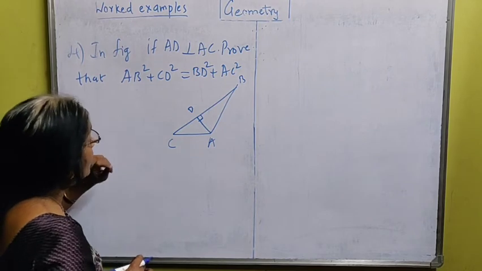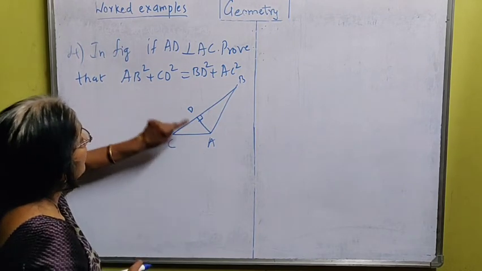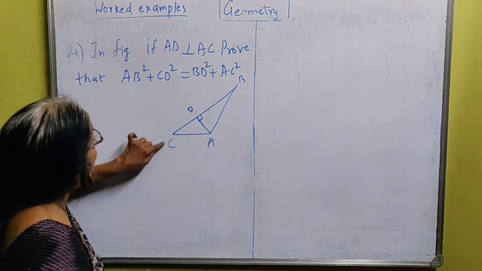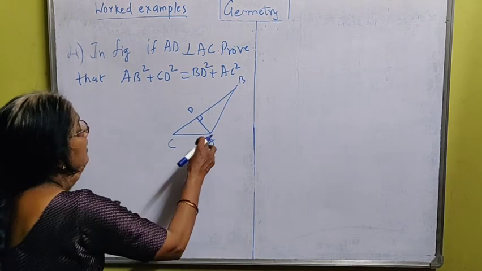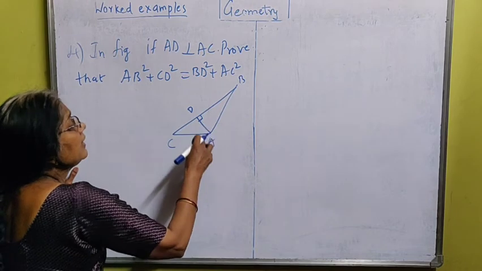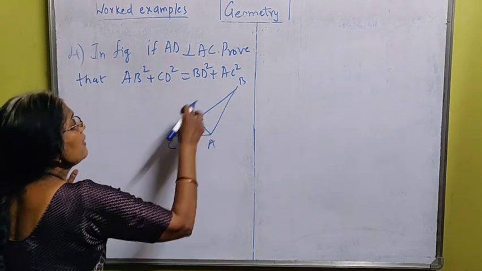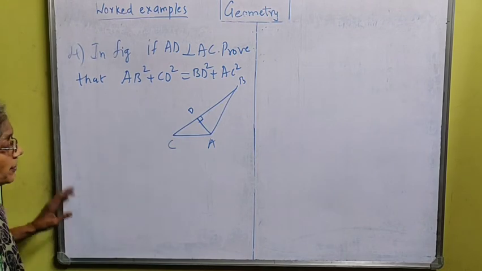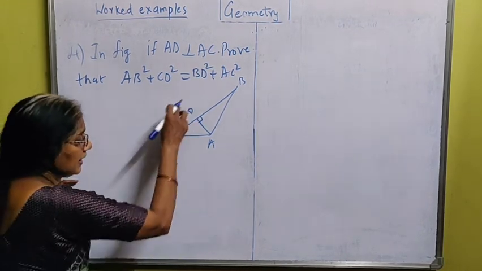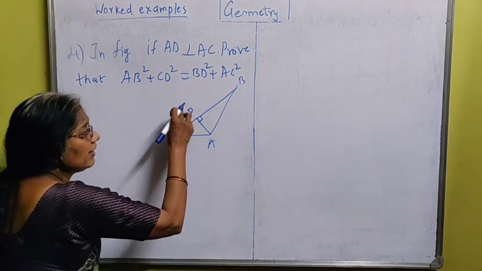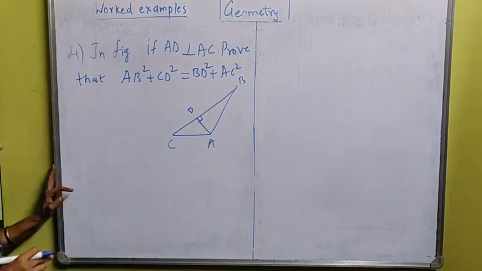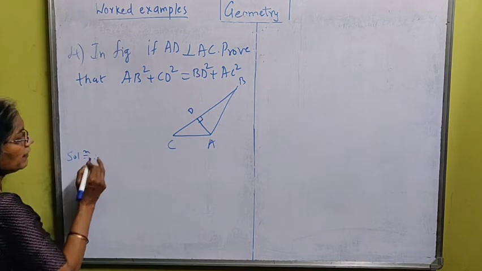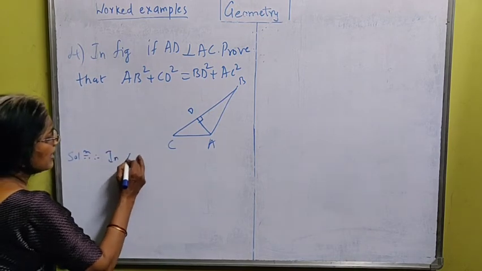Why? Because AD is common, so we will get AD square as AC square minus DC square, and then AB square minus BD square. All are there, so we have to take the two triangles. Which two triangles? Triangle ADC and triangle ADB. So, solution. One triangle first we will take.